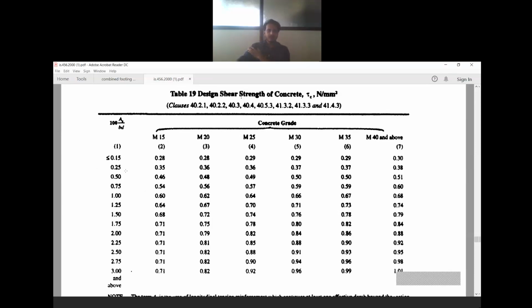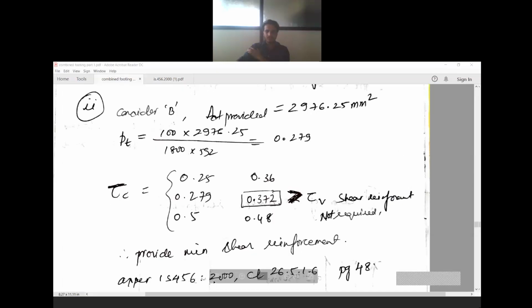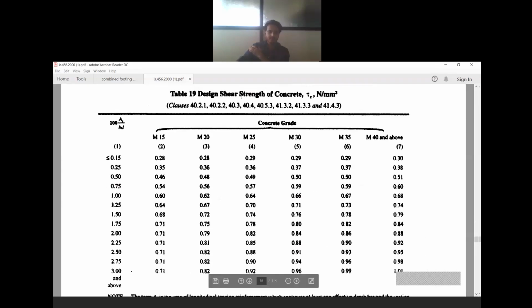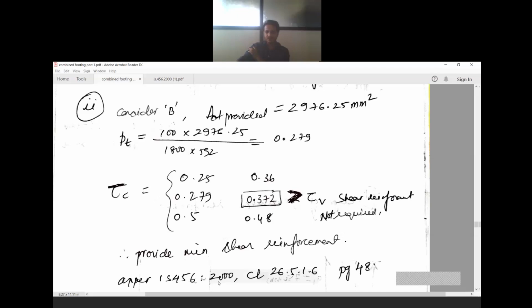So my value is 0.279. For 0.279, I have to look for the value in between 0.25 and 0.5. For 0.25 it is 0.36, for 0.5 it is 0.48. By interpolating these values, I get the tau C value for a percentage of steel of 0.279. What is the tau C value? 0.372. So 0.372 is greater than tau V, which was 0.26.